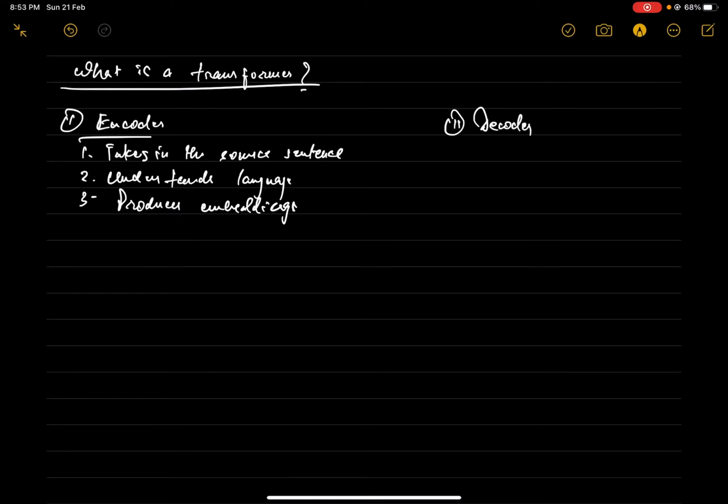Okay, so what are embeddings? The embeddings are basically the encoder's mathematical understanding of each of the words in its input, that is the input sentence, which is for use by the decoder.